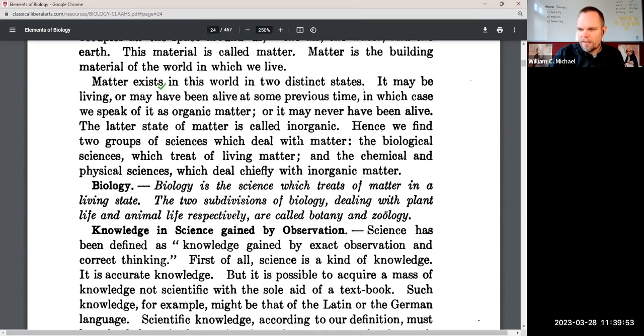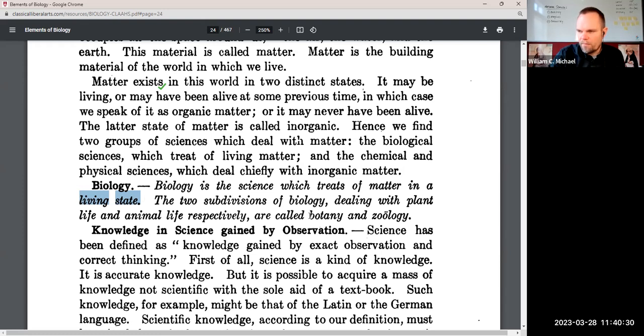All right. Let's learn now about biology. So this is a biology class, the first science we study. Biology is the science which treats of matter in a living state. Biology is the study of living matter. In Greek, the word bios, B-I-O-S, means life. So biology means the study of life, the study of living things. And living things divide into two kinds. There's plants and animals. Okay, so biology divides into two different sciences.